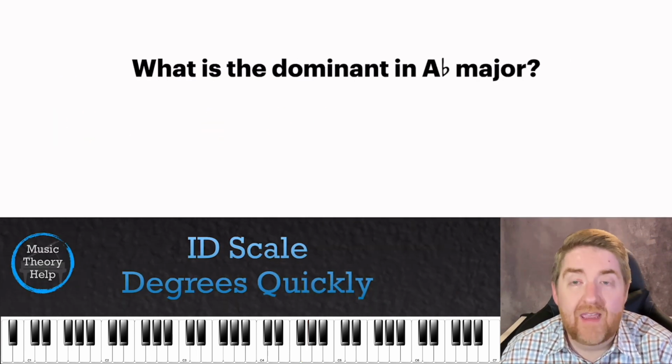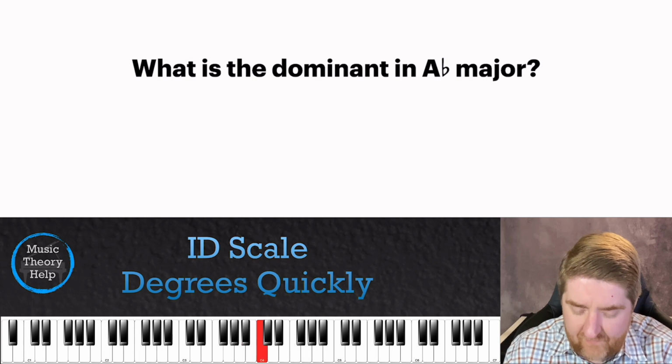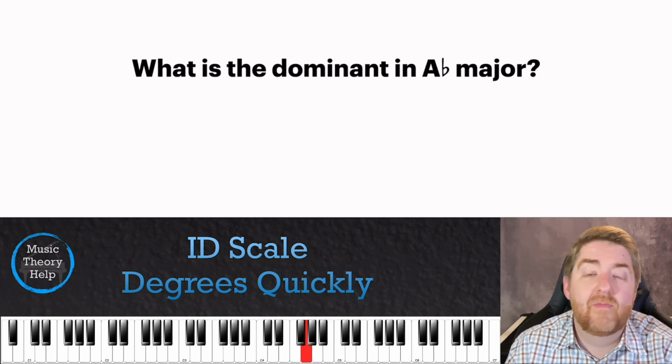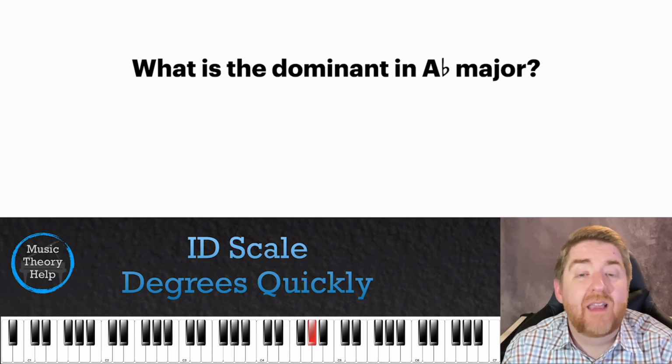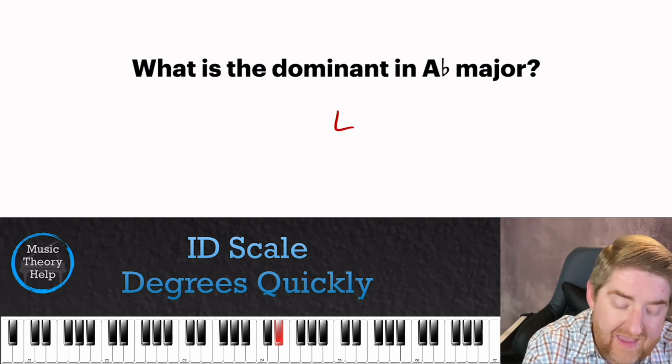What is the dominant in A flat major? Dominant is scale degree 5. 1, 2, 3, 4, 5. That would be E flat.